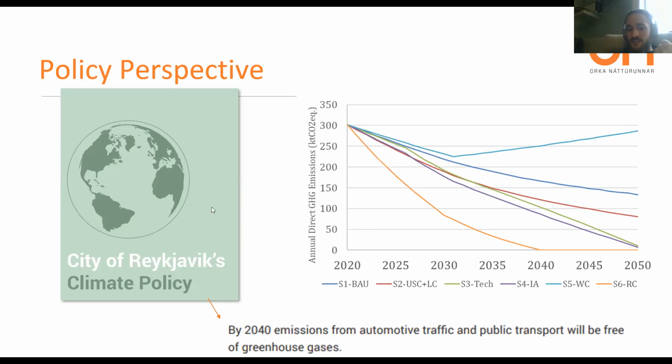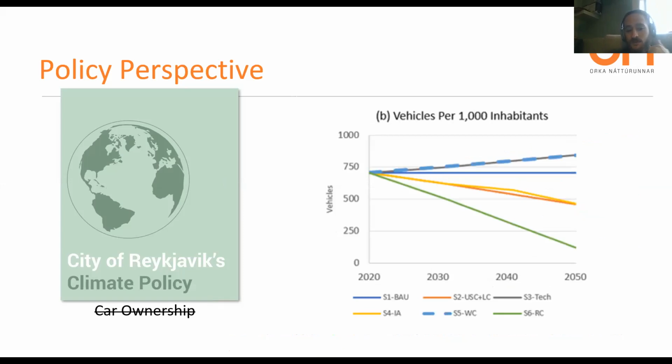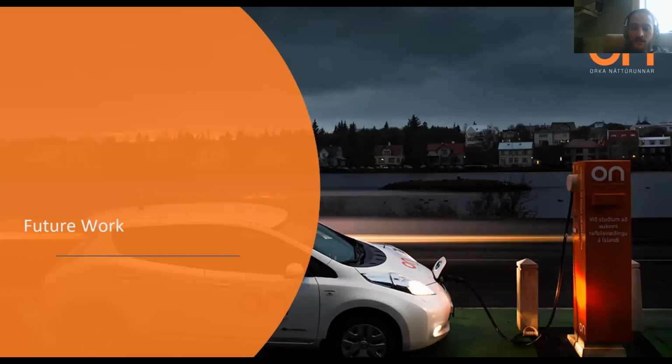So one, it suggests that maybe they're putting a goal without really thinking about how they're going to get there. And two, that it doesn't mention car ownership at all. So when you think about indirect emissions, there's a huge amount of indirect emissions that are being ignored by not talking about vehicle ownership and its role in dealing with direct and indirect emissions.